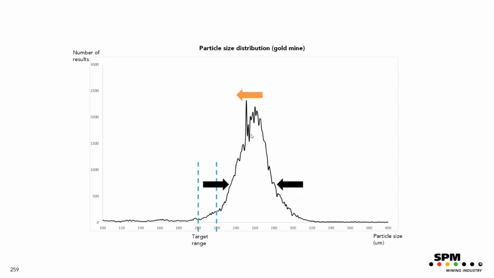So actually what we want to do is move the majority of the particles down to this size, because in this case it's a gold mine, so it's much easier to extract the gold if the particles have a certain size.